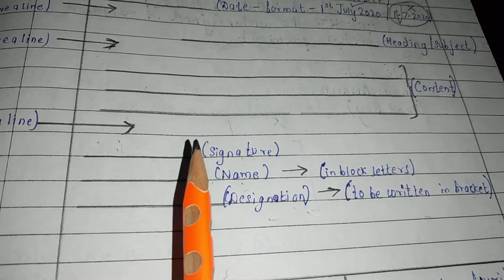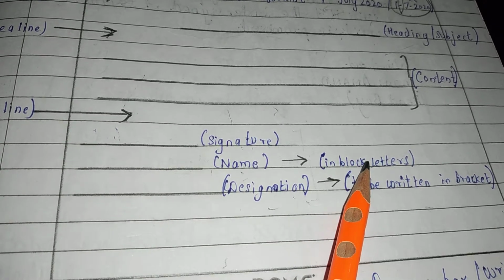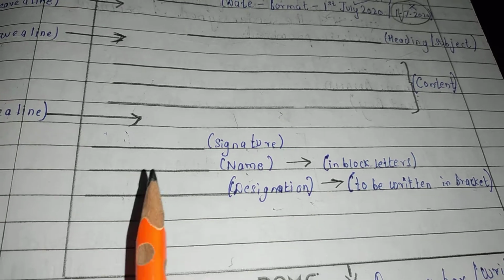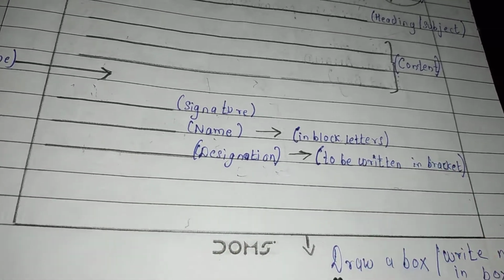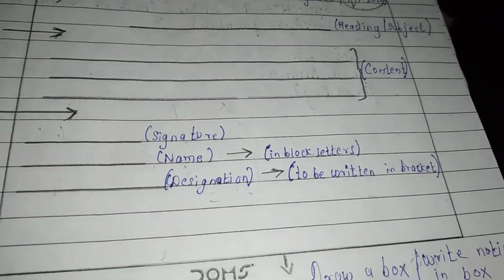Usually the name is given in the question. Then the name has to be in block letters. Designation, for example, which class you are in, or head boy, head girl, that has to be put in the bracket. And as you can see I've written here, the box has to be drawn. Now let's look at the sample.